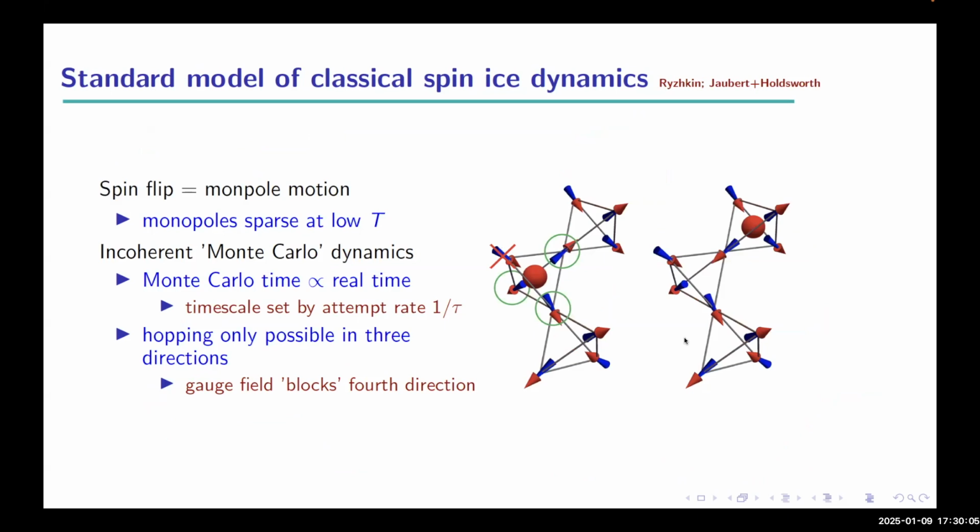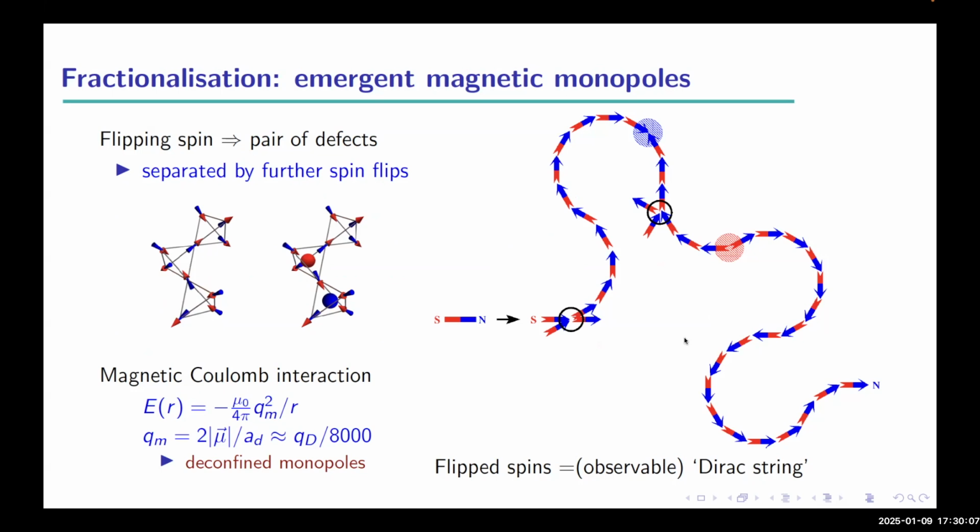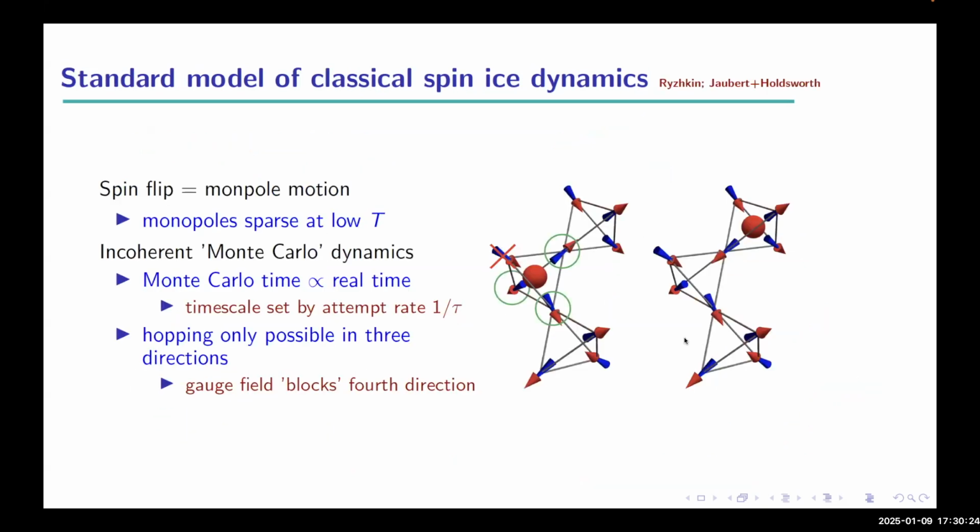Okay, I'd just like to say, so this is an example of fractionalization in 3 dimensions. The only magnetic system I'm aware of which is proven to be fractionalized in 3 dimensions, and until perhaps today, perhaps not until in a few months' time, also the only fractionalized system I'm aware of which is magnetic at all. Okay. So, the standard model of classical spin ice dynamics is extremely simple.